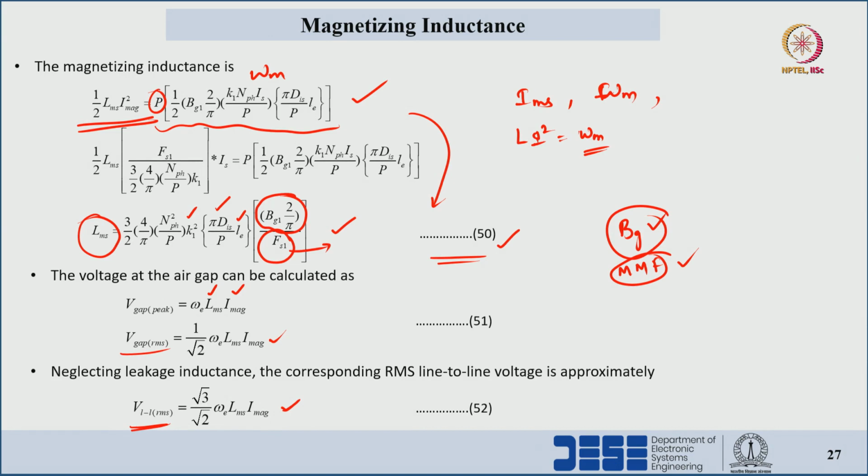With this I am concluding. In this lecture we have discussed the equations to find the magnetizing inductance per phase and how to calculate the voltage at the air gap.